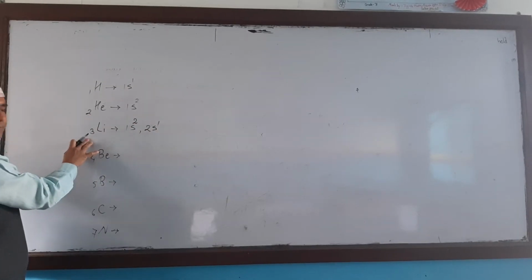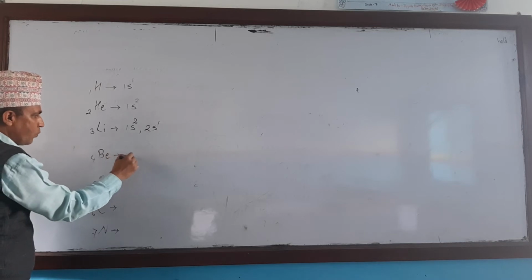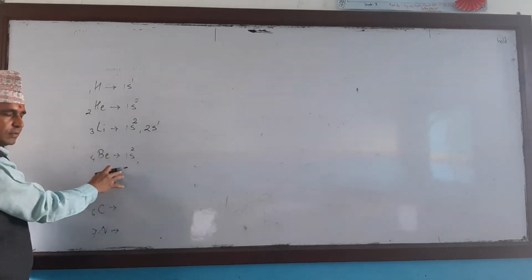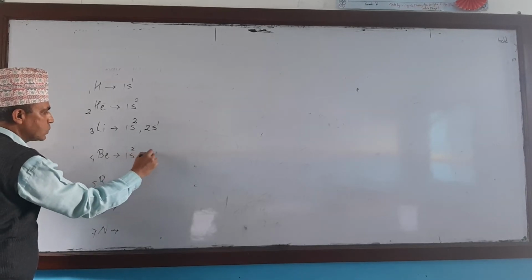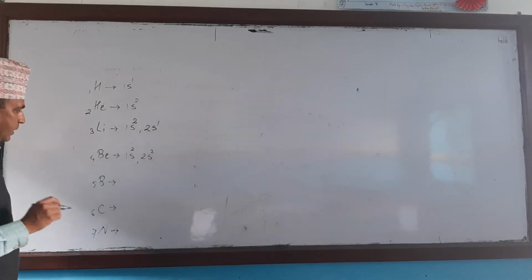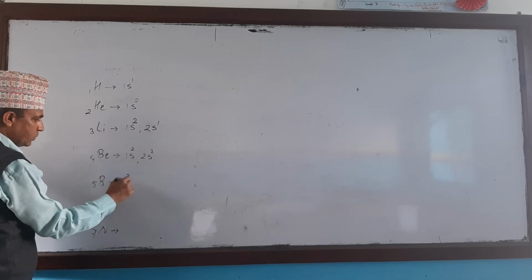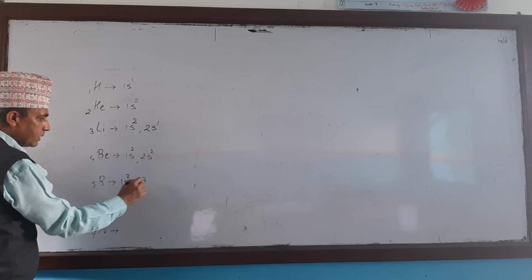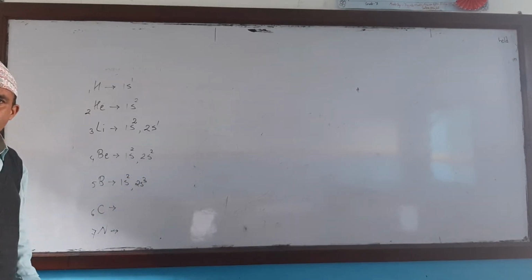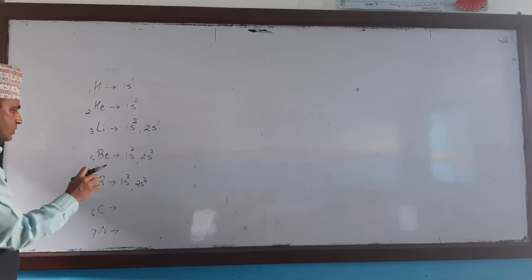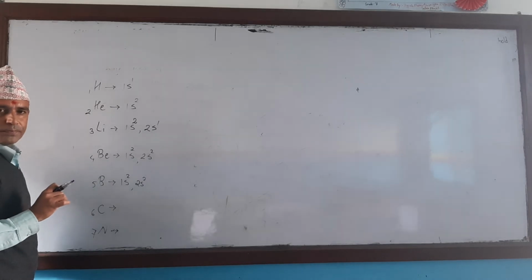Here also 3. Then what about beryllium? First 1s2, 2 electrons gone. Still 2 are left. 2s2. Okay? For boron, remember 1s2, 2s2 only. Don't write 2s3. Why? Because s cannot hold more than 2 electrons. 2s2. Then what comes after 2s?